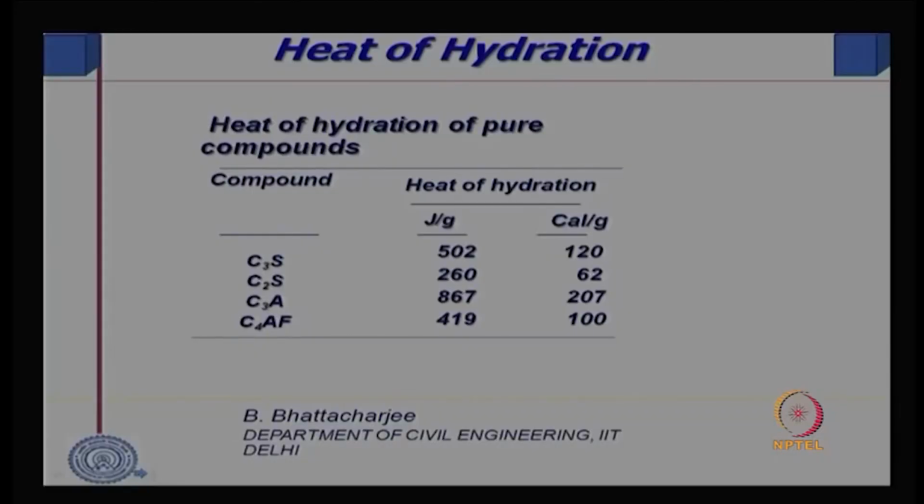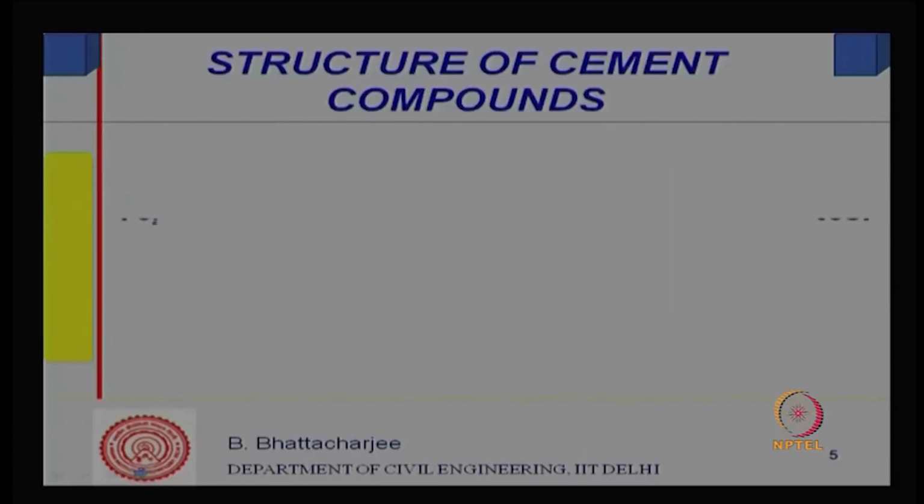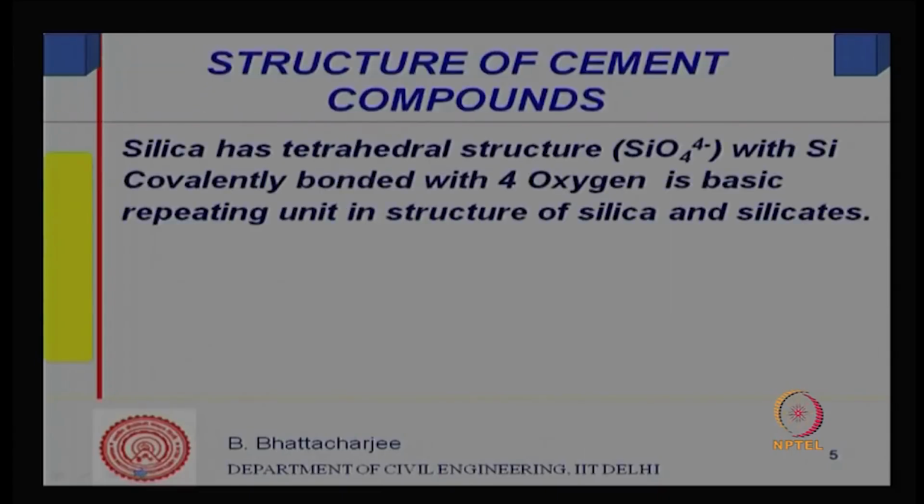Last class we stopped somewhere there and we also talked of the heat of hydration. We said that out of all these compounds, C3S produces 500 joules per gram, C2S 260 joules per gram, C3A 867 joules per gram and C4AF 419. Corresponding calories per gram are also given side by side. So, this is what we looked into in the last class. Now, we will follow on in this class. So, we look into the structure of compounds of cement.